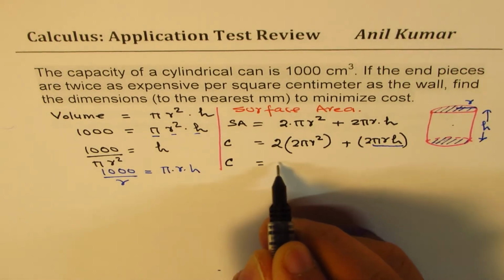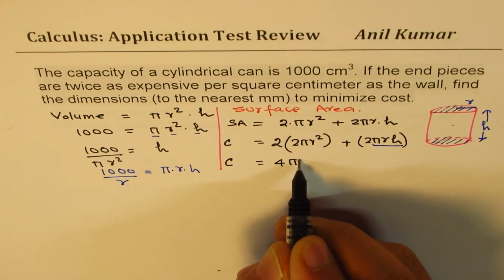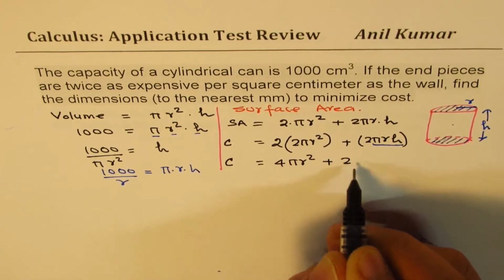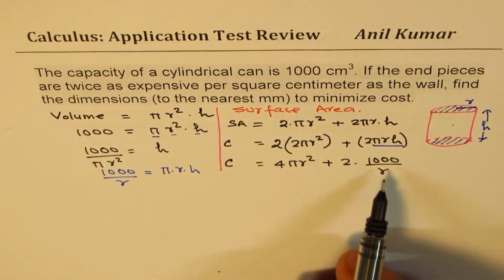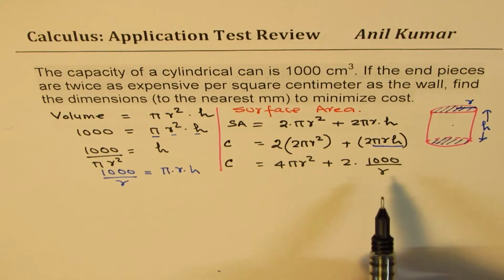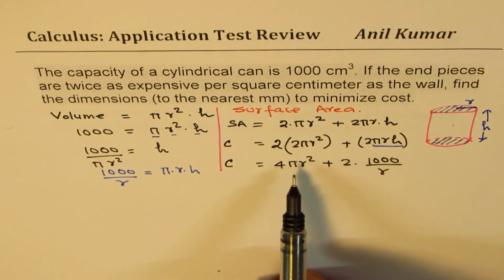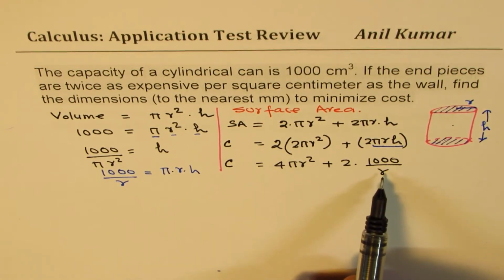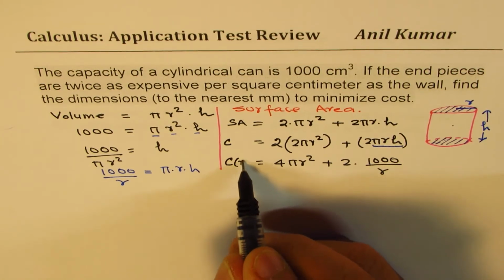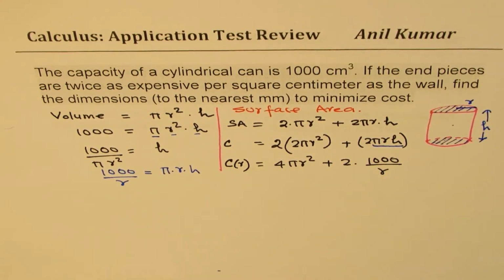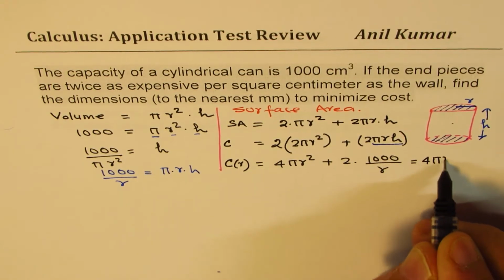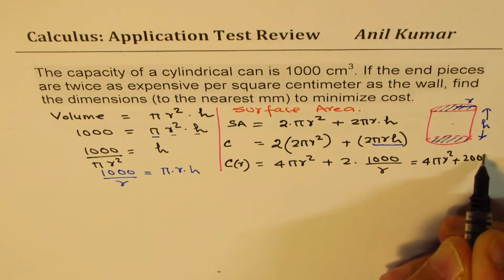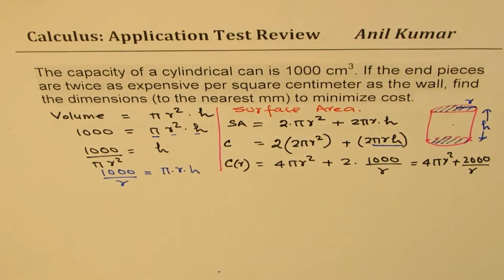In that case, I get this as 4 pi r square plus 2 times 1000 over r, right? I'm taking my time in showing you all these calculations since they are very critical to understand. Now what you have here is an equation in r, right? So we can say this cost is a function of the radius of the can, right? Now you could always write this as 4 pi r square plus 2000 over r.